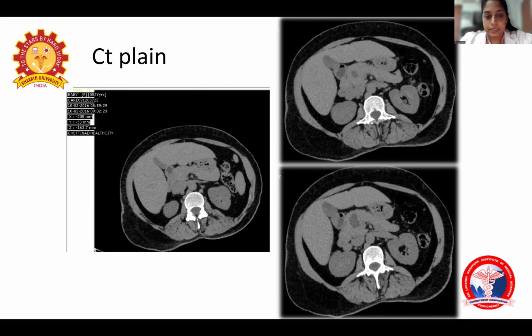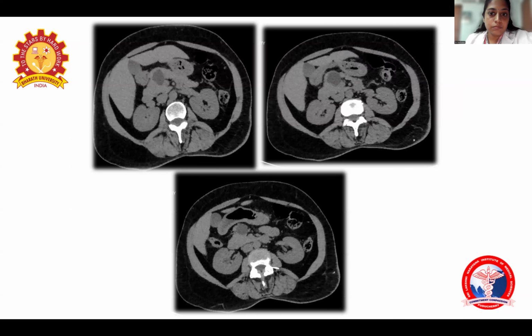This is a plain CT of the patient. You can see the liver, the gallbladder, the pancreas, and bilateral kidneys. You can also see a small cystic region near the head of the pancreas. So we were suspecting a cystic neoplasm, for which we asked the patient to undergo a contrast CT. We had checked the urea and creatinine levels and they were normal. Similar images in a lower cut.